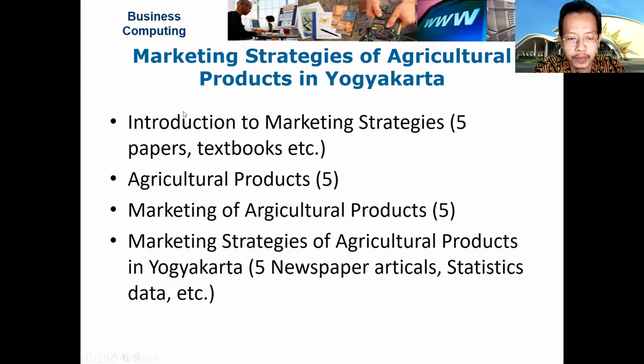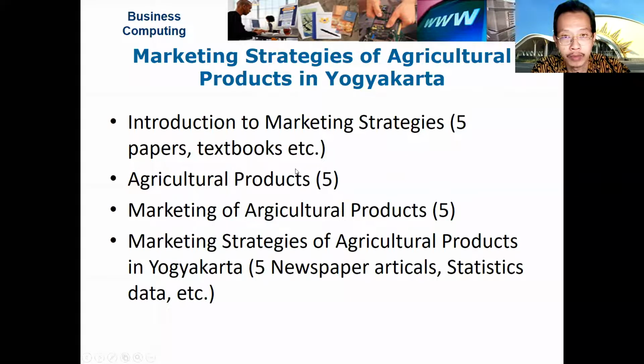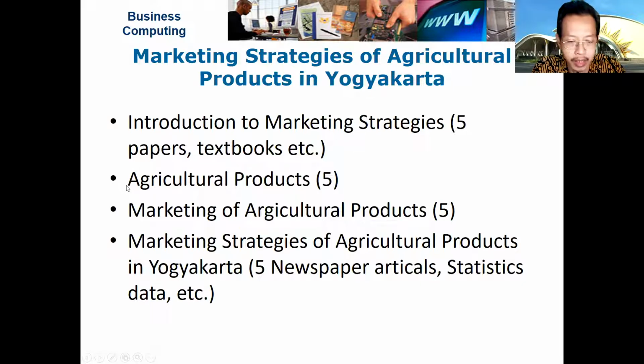And let's say you would be trying to find 5 papers or 5 books on marketing strategies. Now the 5 for agricultural products. This is how you break down, depending on the title, you break down into several subtitles or several chapters. Agricultural products would be another one that you have to find. Marketing of agricultural products, and then marketing strategies of agricultural products in Yogyakarta. Okay, that's another one. So break down the title into subtitles and find papers, find books on that subtitle.